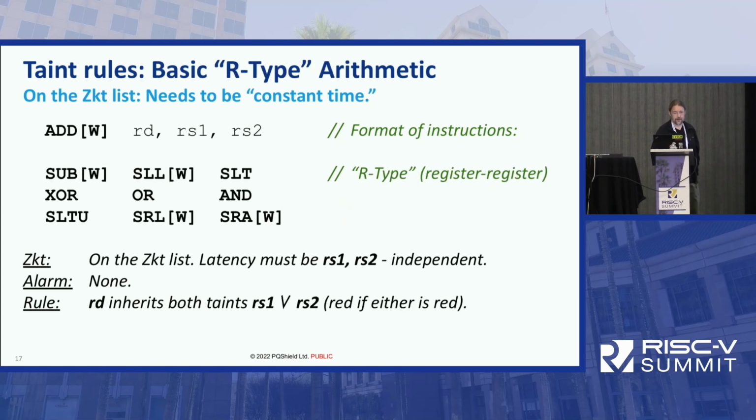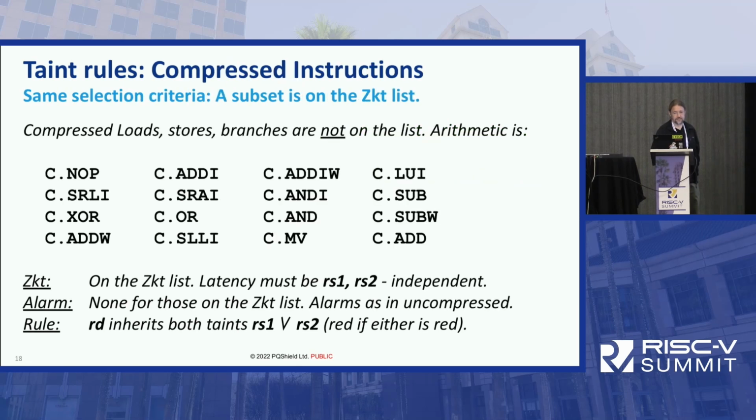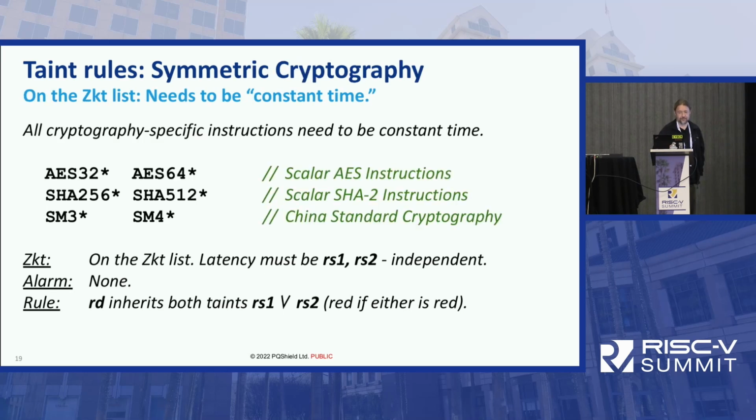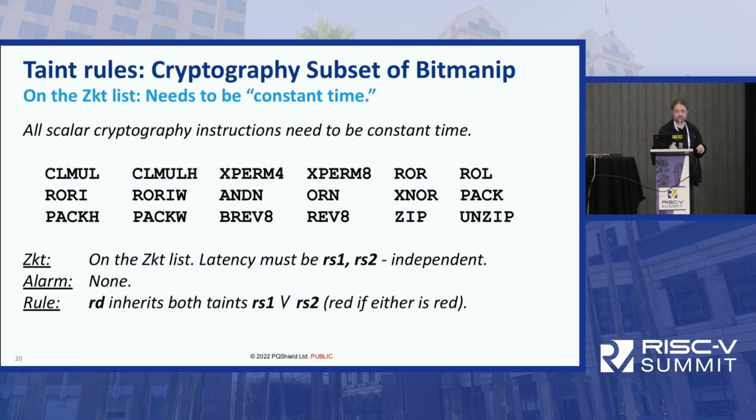More addition, subtraction, XOR. It's an exhaustive list of these things. On the constant time list, we don't have the compressed versions of the load stores and branches, but all of the compressed arithmetic is expected to be constant time, including NOP. So we have a fairly exhaustive list here. These are just the implementation things that we did. All crypto-specific instructions are on the list, and so forth.